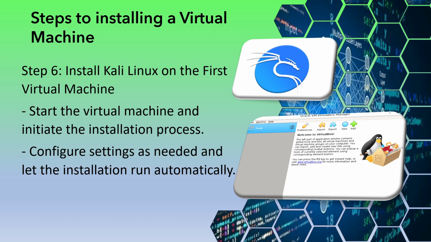Step 6. Install Kali Linux on the first virtual machine. Start the virtual machine and initiate the installation process. Configure settings as needed and let the installation run automatically.